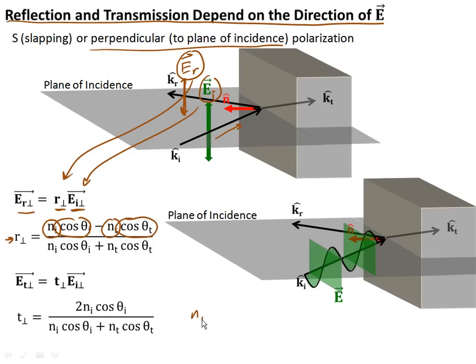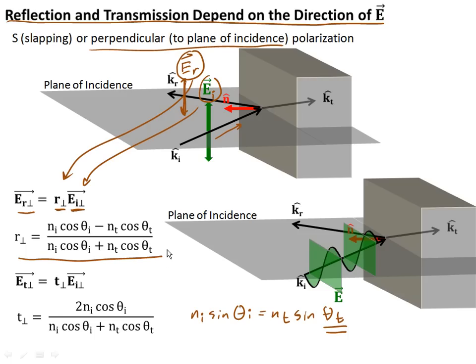And remember, Snell's law says n sub i sine of theta sub i is equal to the index of refraction of the material that the wave's getting transmitted into times the sine of that angle. And so we calculate theta sub t from this equation right here. So overall, this gives the reflected field once we know all of these things.